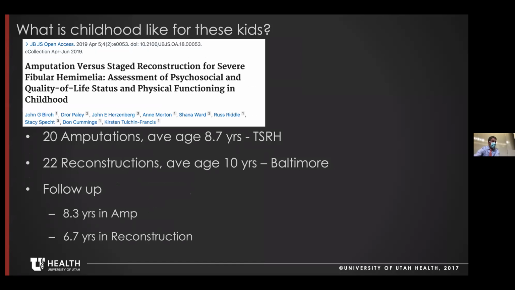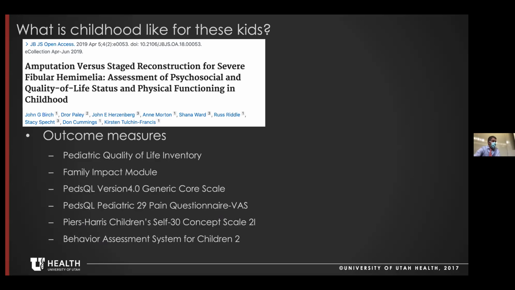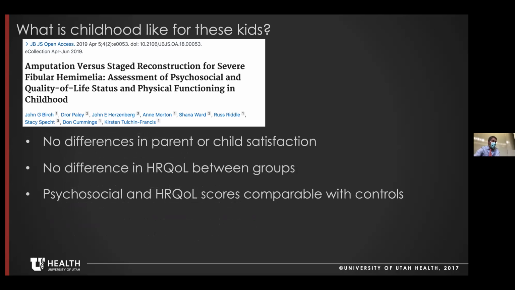This is a more recent multi-center study comparing 20 amputations with 22 reconstructions, with all the amputations coming from Texas Scottish Rite and all the reconstructions from the Baltimore group. There was no significant difference between the age of the patients at follow-up. These are their outcome measures. They found no difference in parent or child satisfaction, no difference in health-related quality of life between groups, and that the psychosocial and quality of life scores were comparable with controls.